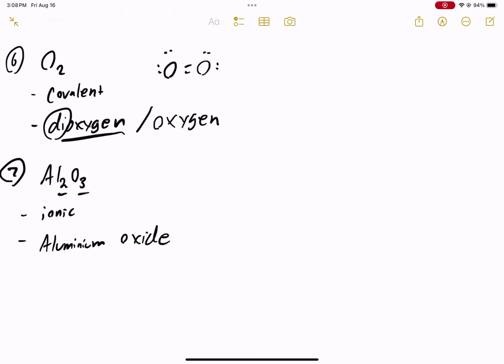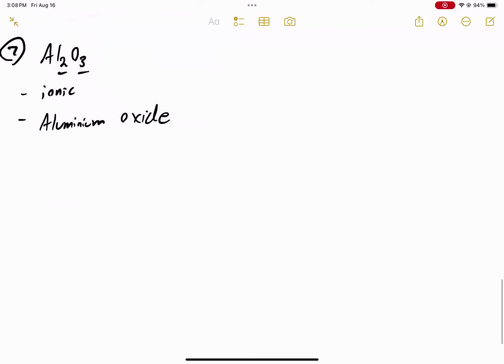It's funny because we have 2 and 3 as subscripts over there, but we don't put any of the prefixes. So no dialuminium trioxide, because of the fixed electrical relationships that we have. Aluminum will always give up 3, oxygen will always gain 2. Because of that fixed relationship, the prefixes are not necessary at all. Don't add them. Ionic compounds do not need them.